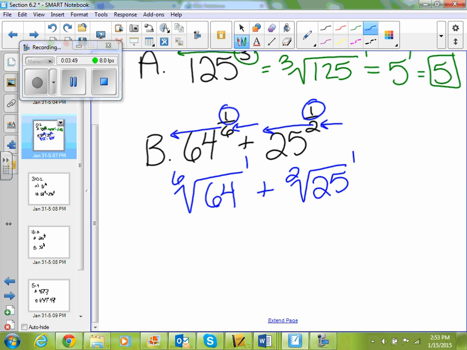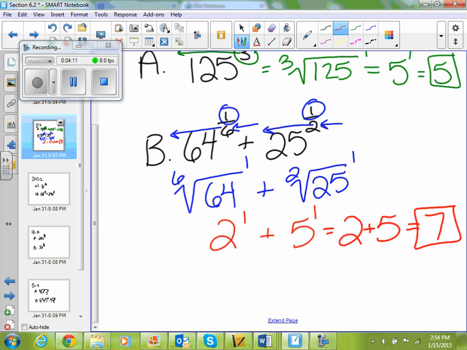Now I heard Kalani tell me that the 6th root of 64 is 2, so I end up with 2, and I still have that 1. And Fawn told me that the square root of 25 is 5, and I still have that 1. What's 2 to the first? What's 5 to the first? 5. What's 2 plus 5? 7. So you should get 7 when you're done simplifying.